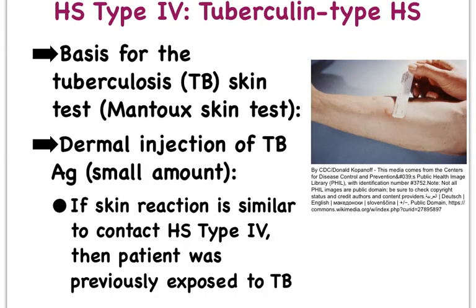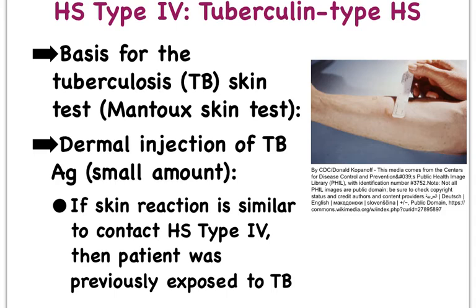So researchers have come up with a way to actually take advantage of a type 4 hypersensitivity response. We force it to occur to some extent in order to test a person for a prior infection with the tuberculosis bacterium. So we call this the tuberculin type of hypersensitivity, or the Mantoux test, named for the person who developed the skin test.